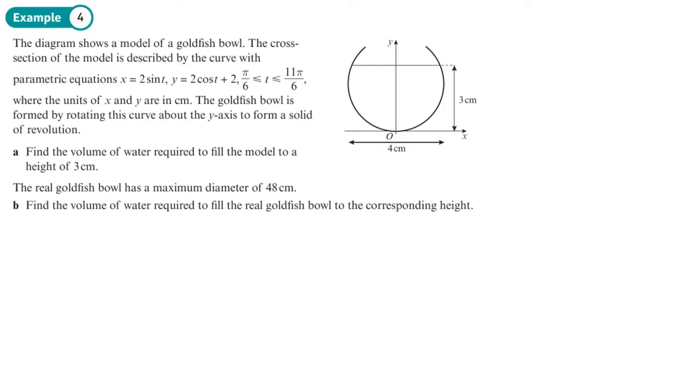Right, so you've got a goldfish bowl, and this is the parametric equation. There are limits on my value of t, so they can't go outside of that range. X and Y are in centimetres. The bowl is formed by rotating the curve 2 pi around the y-axis to form a solid, and we need to find the volume of water required to fill the bowl to a height of 3 centimetres.